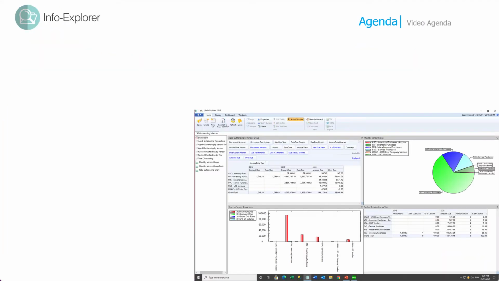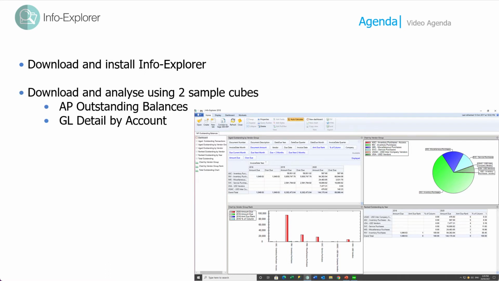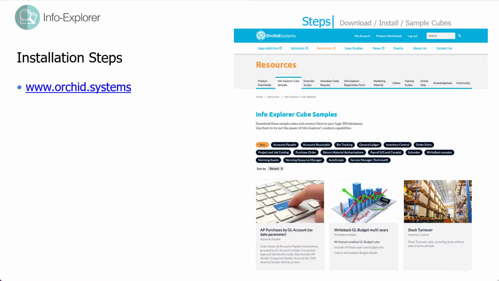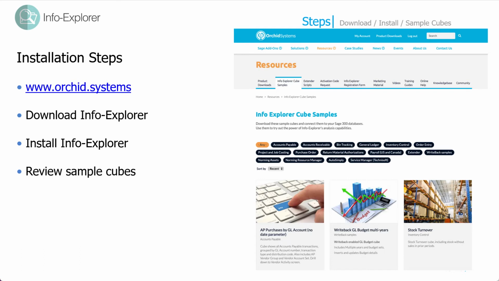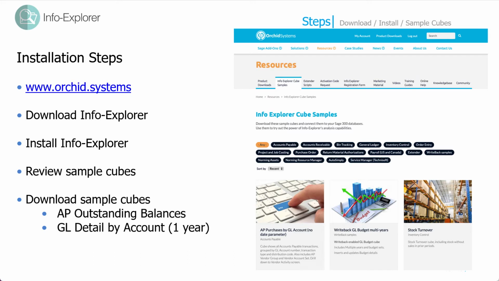In this video, we're going to first download and install Info Explorer, and then we're going to analyze using Info Explorer. For this we're going to use two of our sample cubes, the AP Outstanding Balances and the GL Detail by Account. Initially, we're going to go to orchid.systems, download Info Explorer, install Info Explorer, and then review the sample cubes that we have on our website, orchid.systems. And we're going to download AP Outstanding Balances and GL Detail by Account.